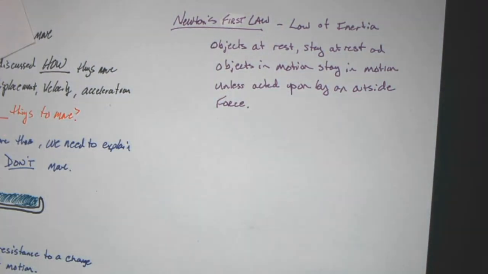Okay, this might be the best way to explain it. Objects at rest stay at rest, and objects in motion stay in motion unless acted upon by an outside force. Okay, we haven't described exactly what a force is yet. But I will tell you that it is something that moves objects, something that causes objects to move or change their state of motion.